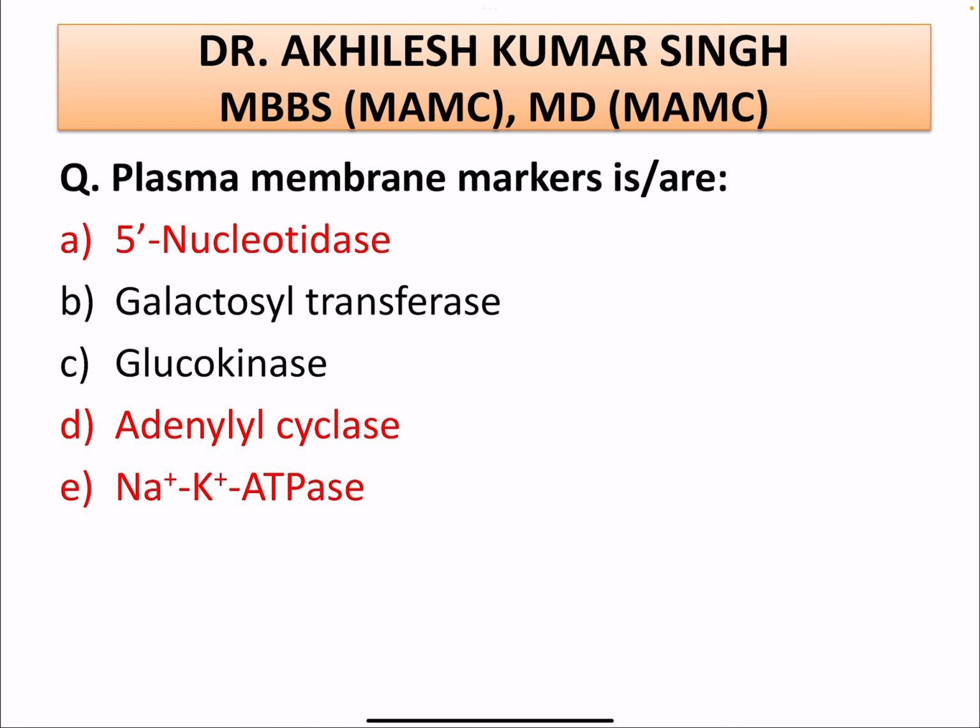In the question, which are the correct ones? There are 5 options, A, B, C, D, E. This is again a PGI question, and it has more than one correct answer. The correct answers are 5' nucleotidase, adenylyl cyclase, and sodium potassium ATPase. These 3 are the markers of the plasma membrane. So answer A, answer D, and answer E are correct here.